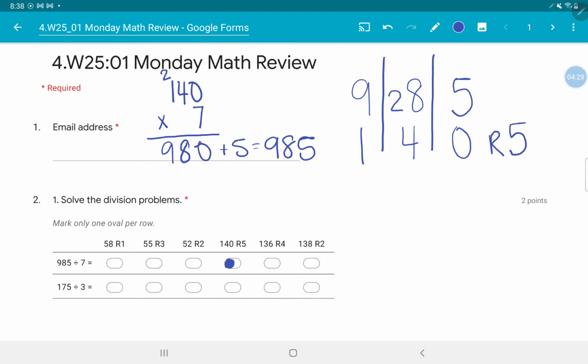Raise your hand if you got that one right. I saw some really good scores today. Good job. All right, so let's go on. It's 2 points. We have 175 divided by 3 next.